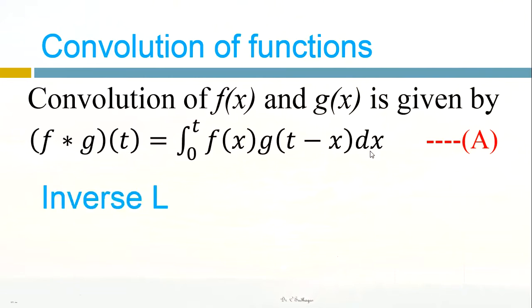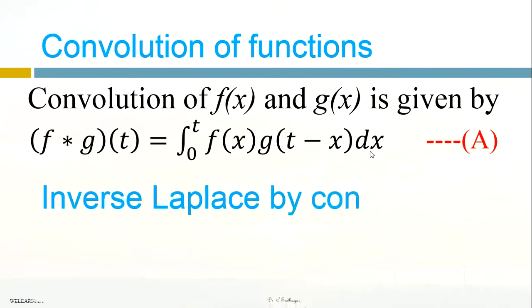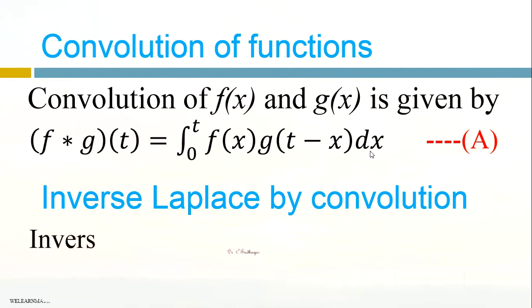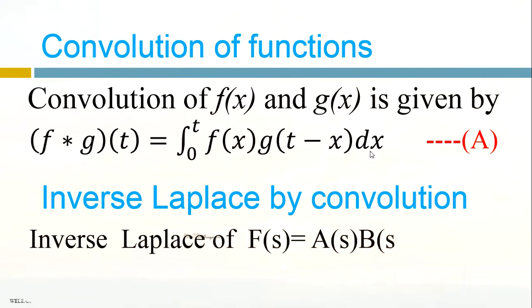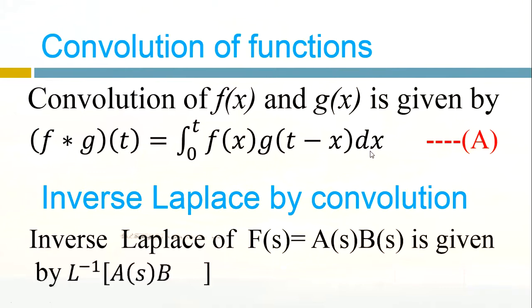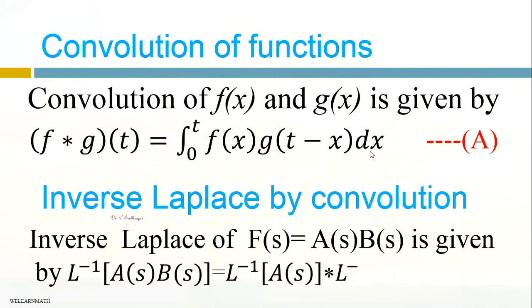Now we are going to see how this convolution will be helpful to find the inverse Laplace transformation. The advantage of using this theorem is that the inverse Laplace transformation of a function like a of s multiplied by b of s is given by L inverse of a of s times b of s is equal to L inverse of a of s convolution L inverse of b of s. Note that you have to read this as convolution.